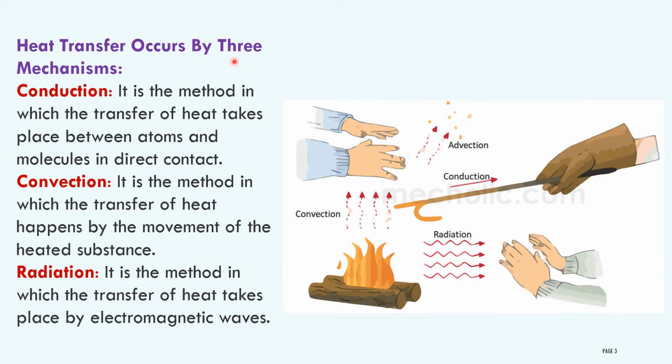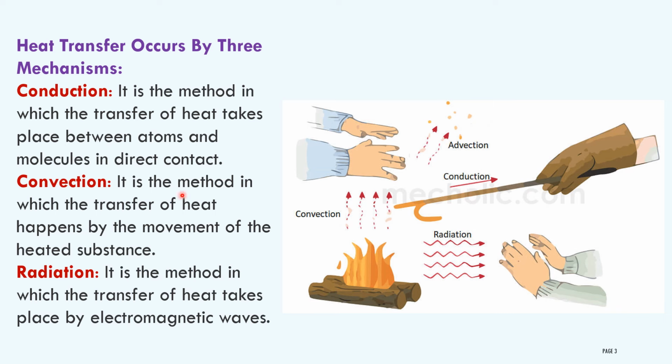Heat transfer occurs by three mechanisms. First one is conduction, second one is convection, third one is radiation. First, conduction. It is the method in which transfer of heat takes place between atoms and molecules in direct contact. Consider an example: an iron rod. Bring the iron rod near to the fire. Because of the direct contact between the fire and the iron rod, the iron rod will get heated up. Here the heat is transferred between the atoms and molecules in direct contact. That we call conduction.